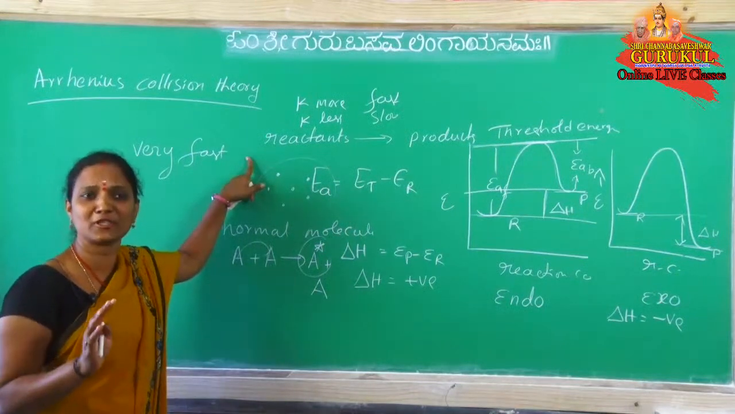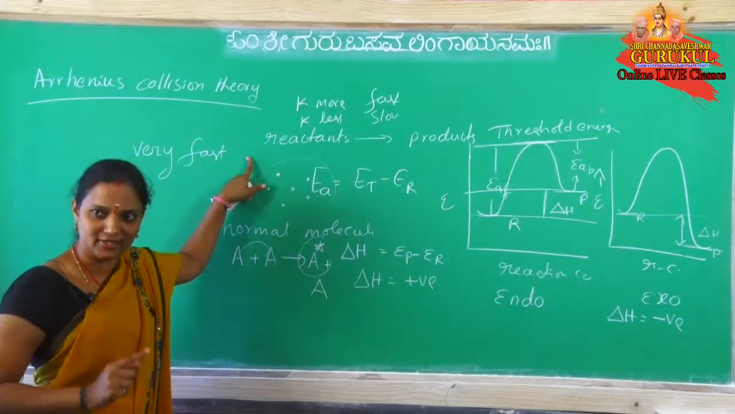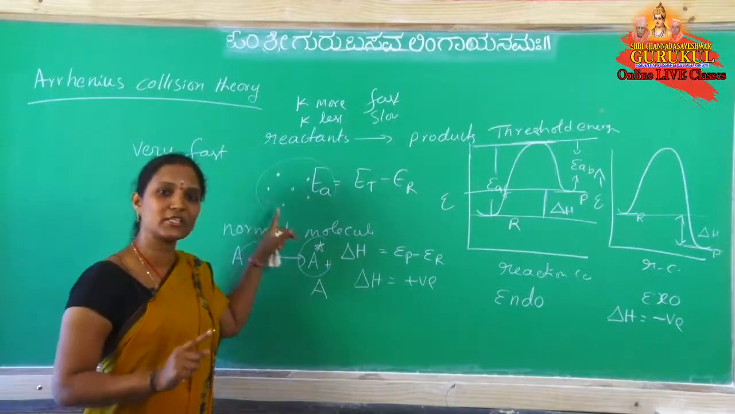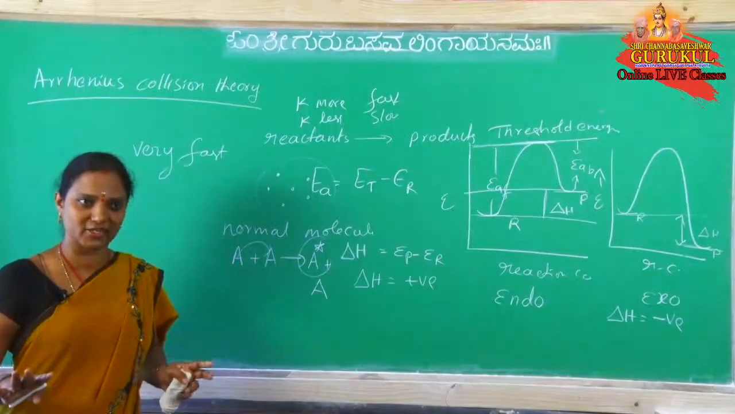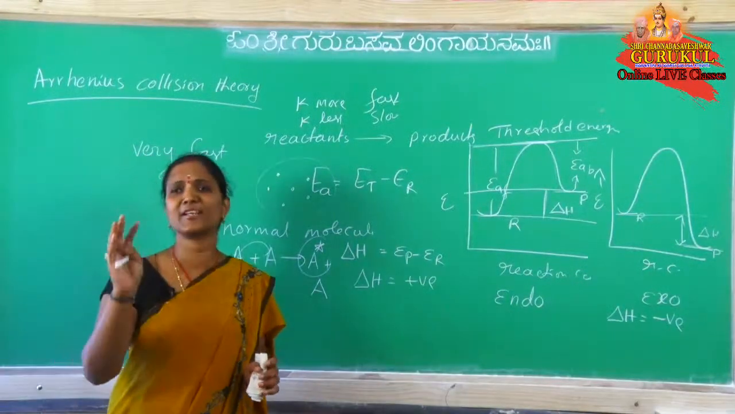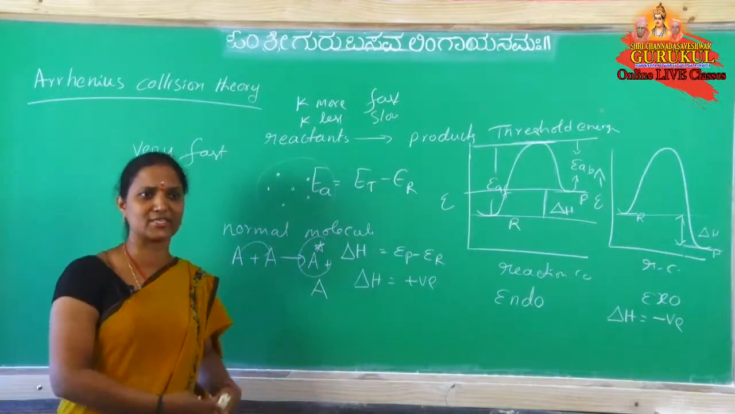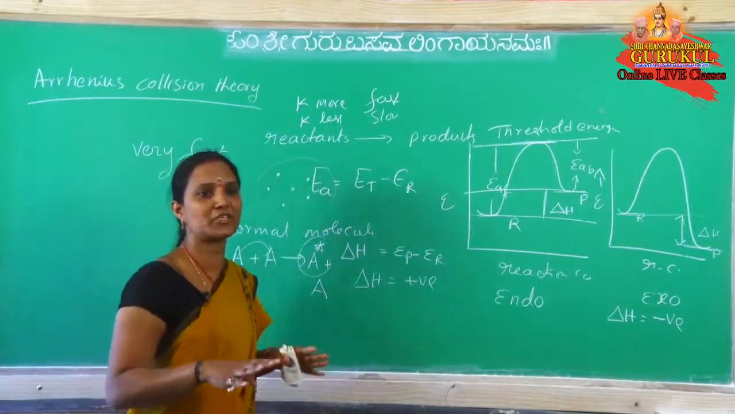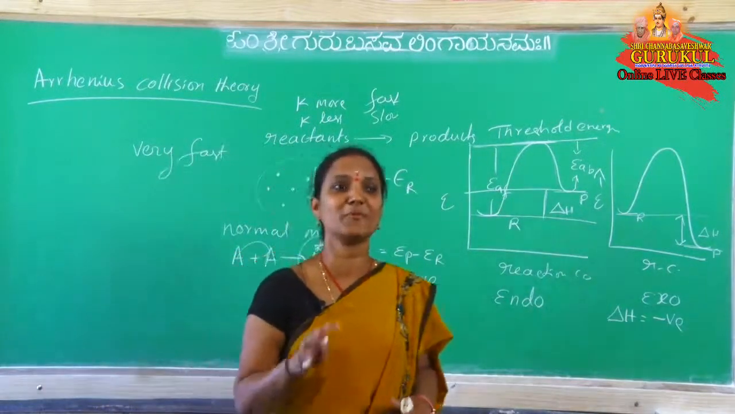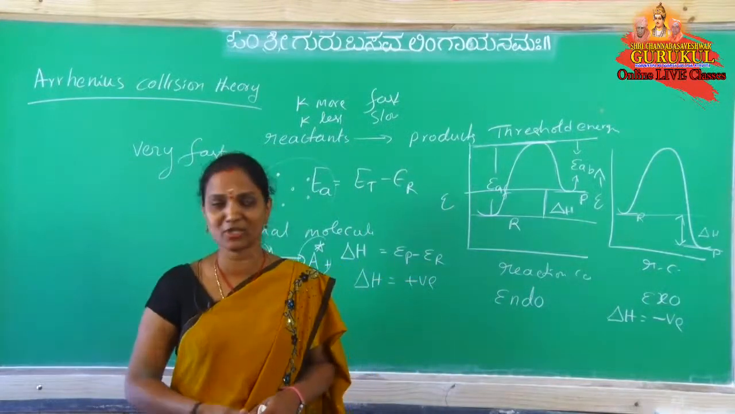Before the formation of products, all the reactant molecules collide with each other. If all the collisions led to the formation of products, all the reactions would be very fast reactions. But most of the reactions are slow reactions. Why? Nothing but all collisions do not lead to the formation of products.